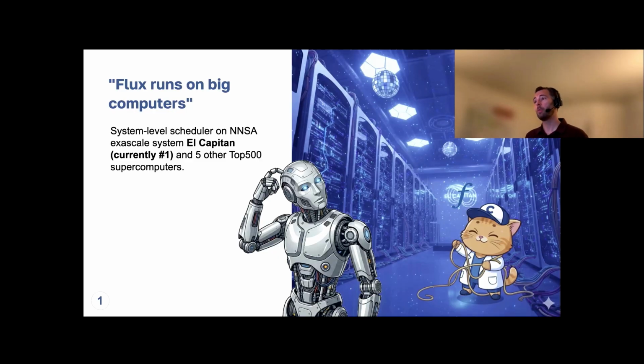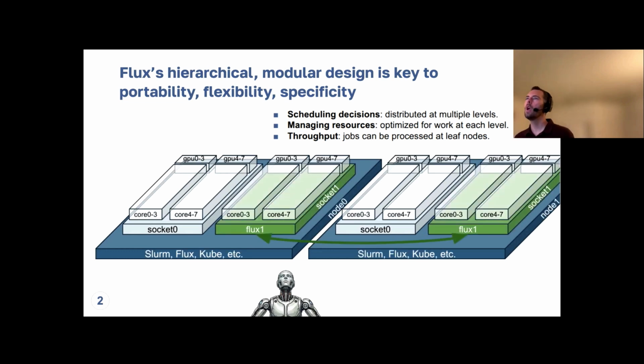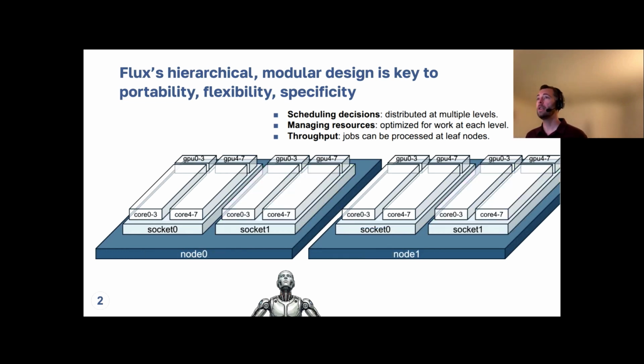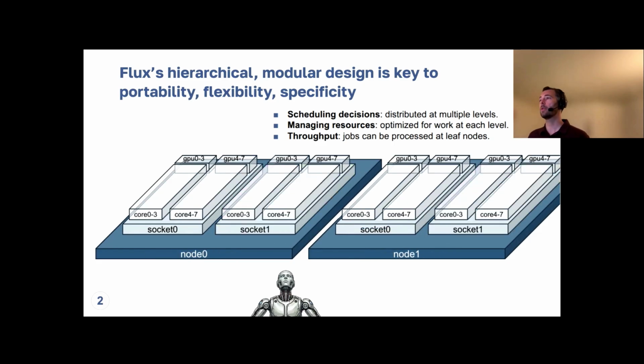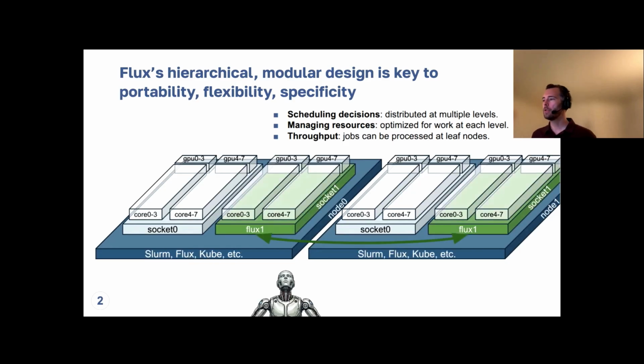Now, it has another deployment mode, or user level mode, that actually can be run as a job inside another system scheduler. And I'll talk a little bit about what that means and how that works in a second. So I first want to highlight that Flux's hierarchical modular design is key to enabling really important features like portability, flexibility, and at the same time specificity in workloads. How does it do this?